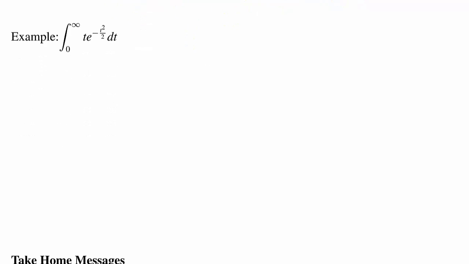Let's look at another example. So the integral from 0 to infinity of t times e to the minus t squared over 2 dt. Little alarm bells should go off and you should realize, well, this is really an improper integral. Improper integrals are defined as limits. So this is really the limit as m goes to infinity of the integral from 0 up to m of t times e to the minus t squared over 2 dt.